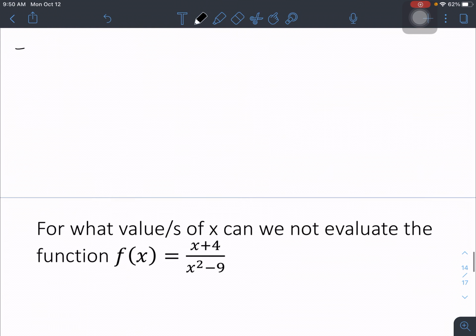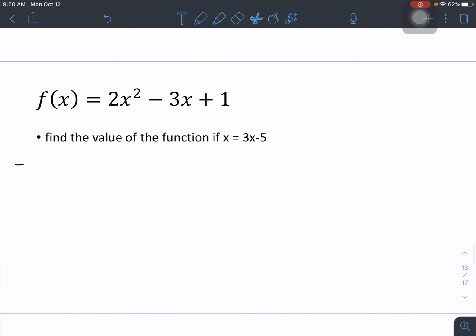Next one, so this one might be a difficult one. So f of x is equal to 2x squared minus 3x plus 1. Find the value of the function if x is equal to 3x minus 5. So replace all the x's by 3x minus 5. We have 2 x's here.